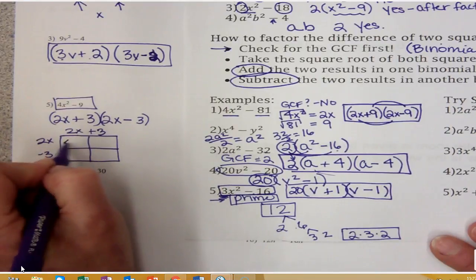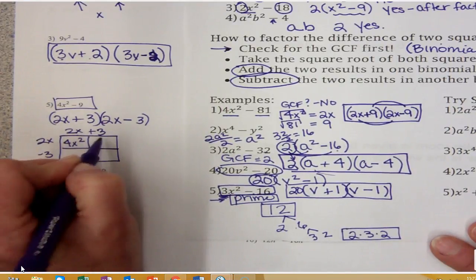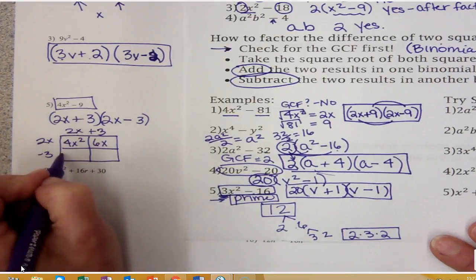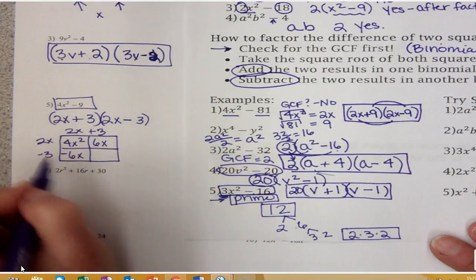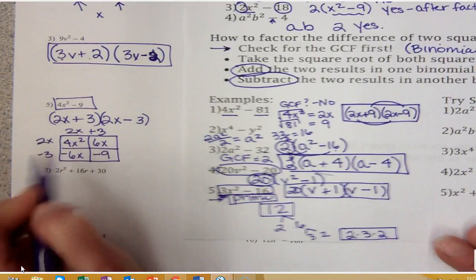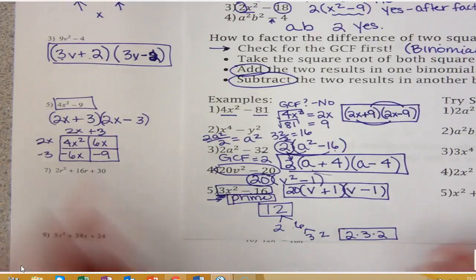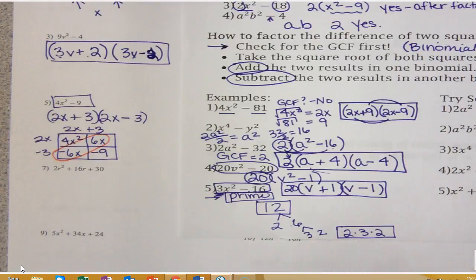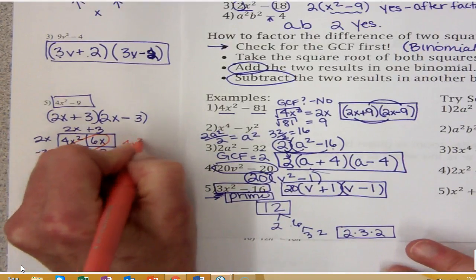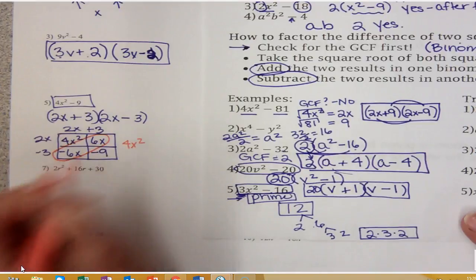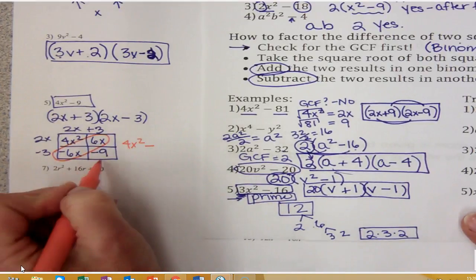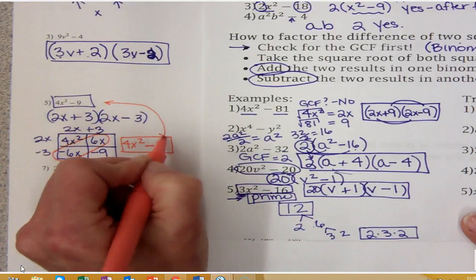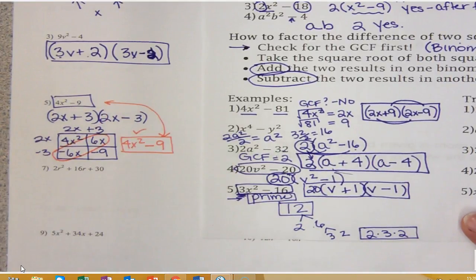2x times 2x is 4x squared. 2x times 3 is 6x. 2x times negative 3 is negative 6x. 3 times negative 3 is negative 9. Then when I combine my like terms, I'm left with 4x squared, 0, those cancel each other out, minus 9. And they are the same.